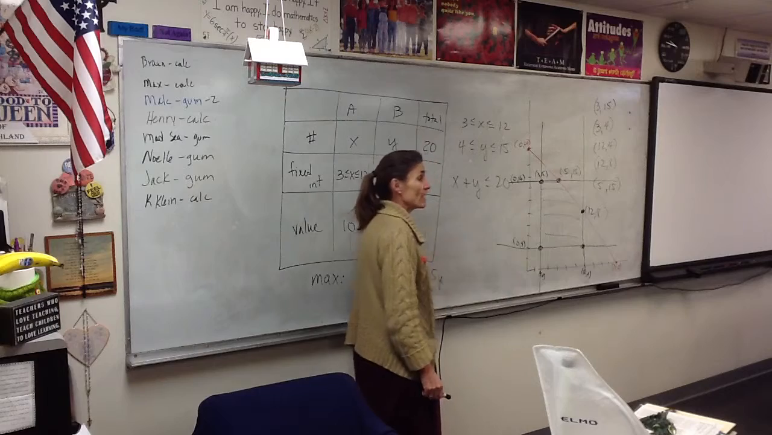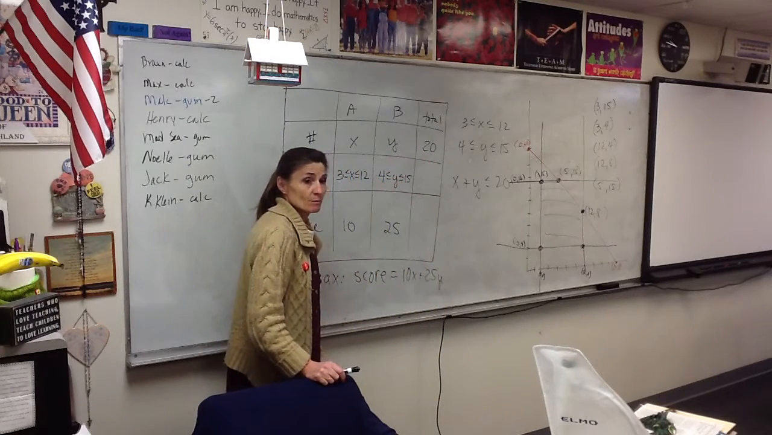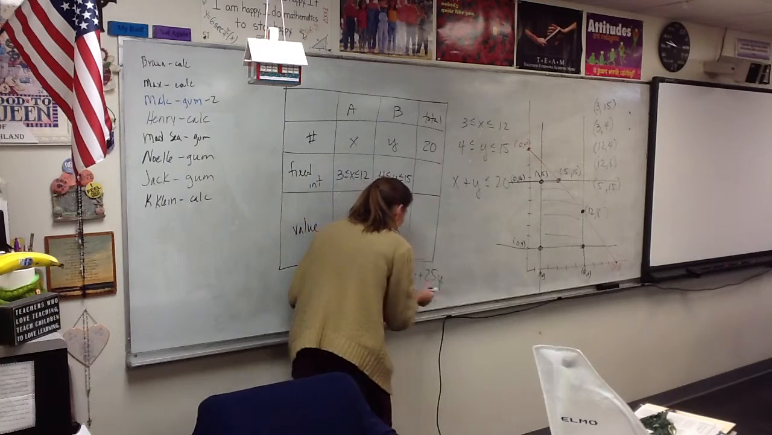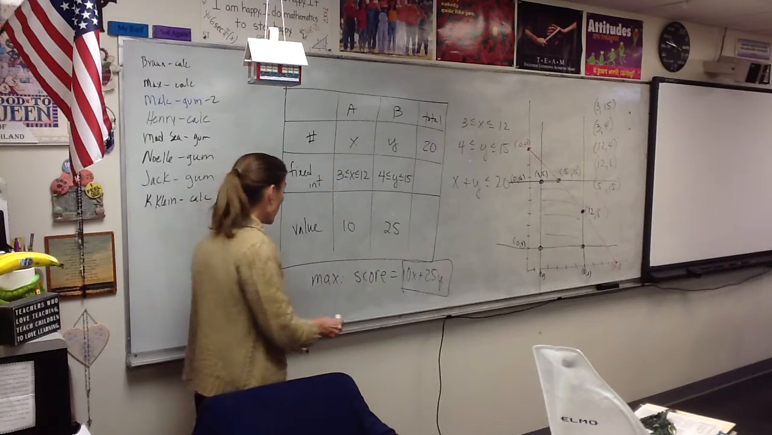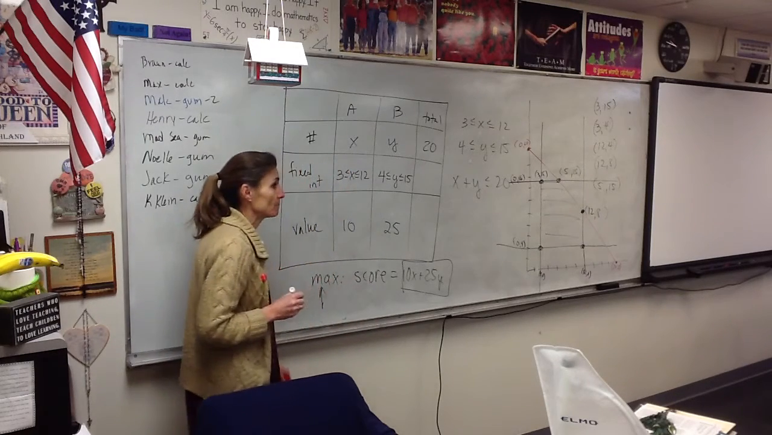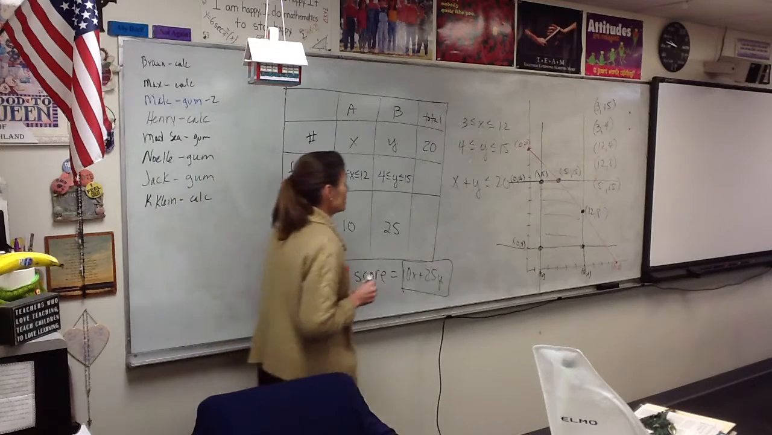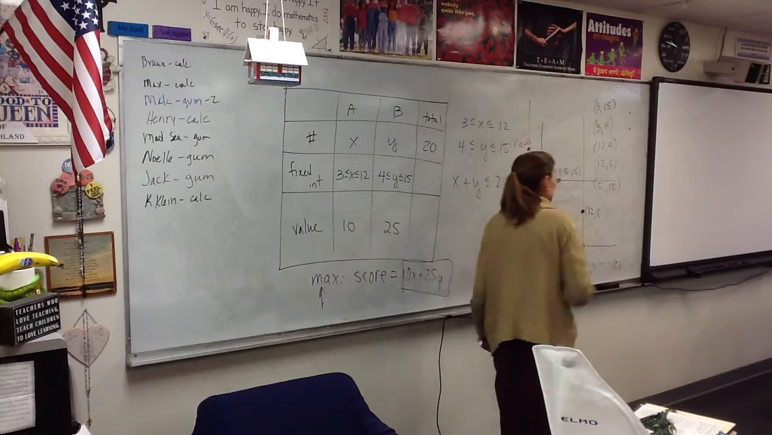Okay, now what? We've got a list made of all our points. Now what do we do? We see which one, when we plug it in here, like Bryce said, which one gives me the highest number? So we're going to plug in (3, 15), (3, 4), (12, 4), (12, 8), and (5, 15).